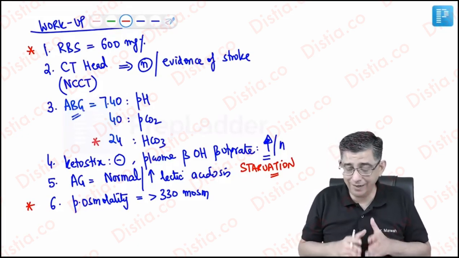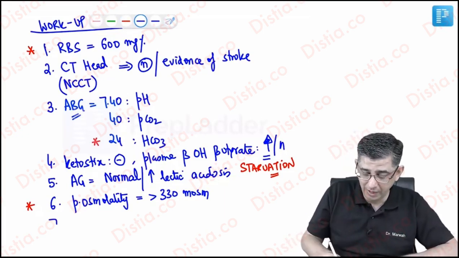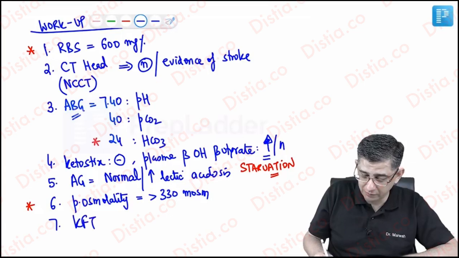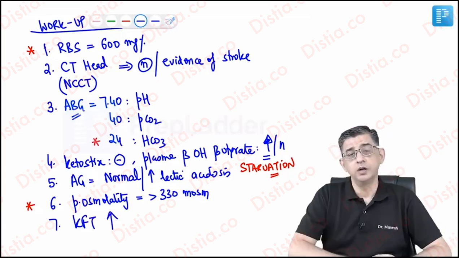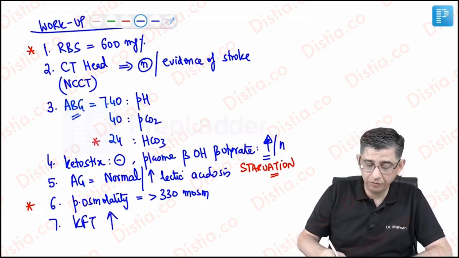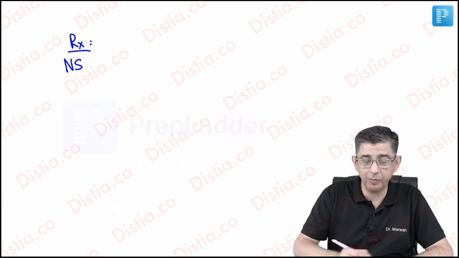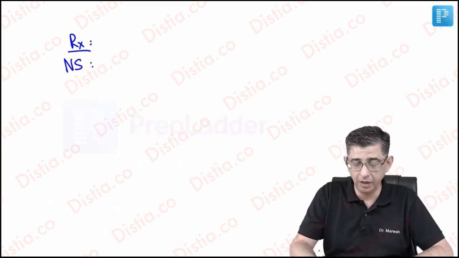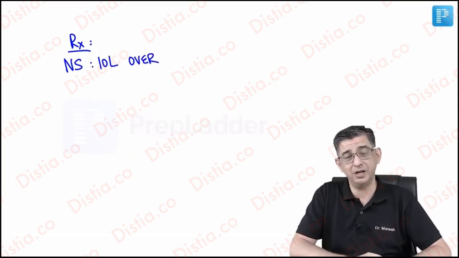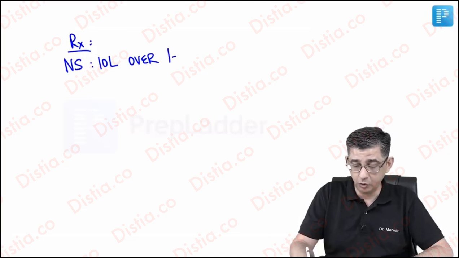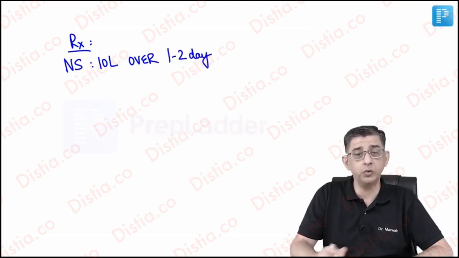So you need to have a high index of suspicion to diagnose this patient, and the KFT values in these patients will be substantially deranged. Now let us look at management of this patient. The treatment would be first to correct the hyperosmolar state by giving normal saline. The magnitude of normal saline required is pretty substantial, as much as 10 liters, which should be given over a duration of 1 to 2 days.